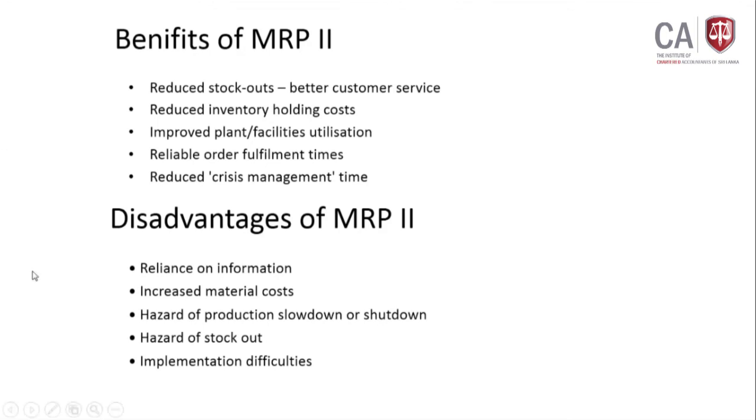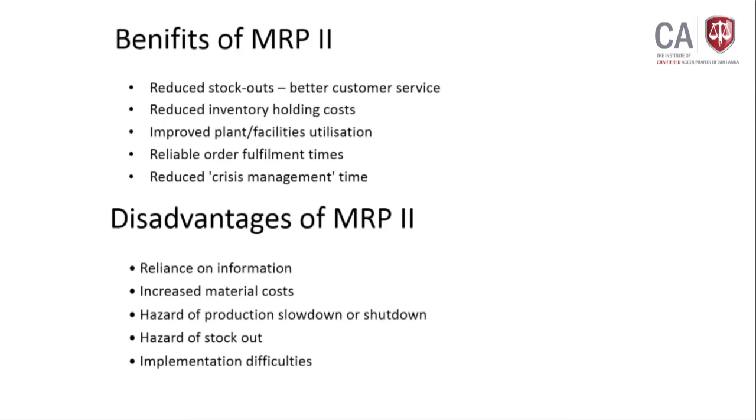What are the disadvantages? It relies on information. Based on the information you have, you are planning. Let's say you are planning to produce 1000 goods in April. April is the New Year season, so all the people in Sri Lanka tend to buy this product. But suddenly, due to the COVID situation, demand came down. So you relied on the information you had, and it was a disadvantage.